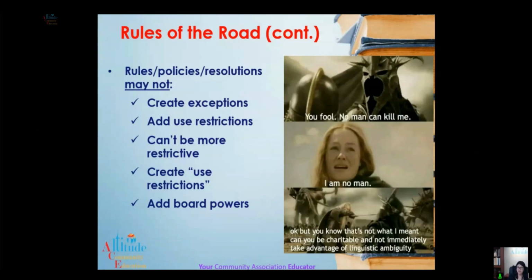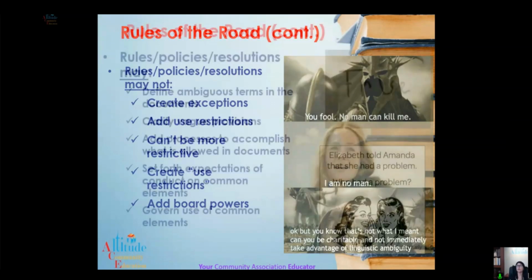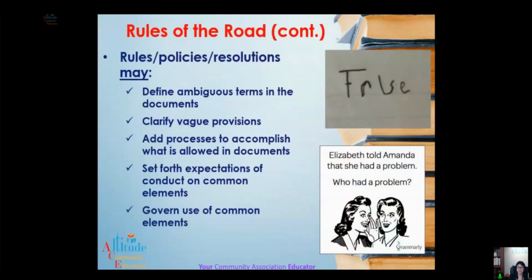But there are some mays. Let's talk about what we may do through our rules. We may define ambiguous terms in the documents.